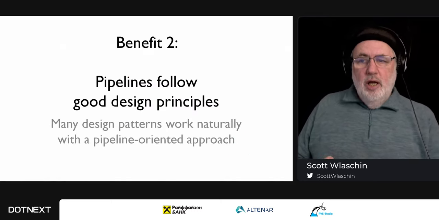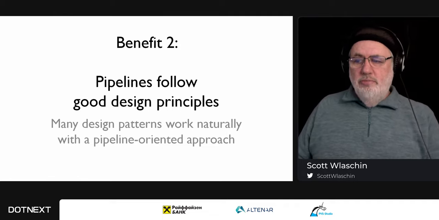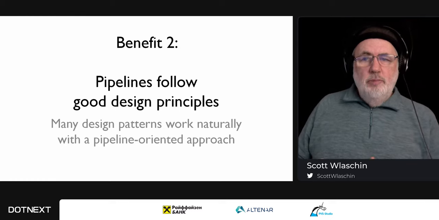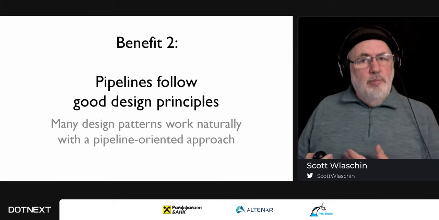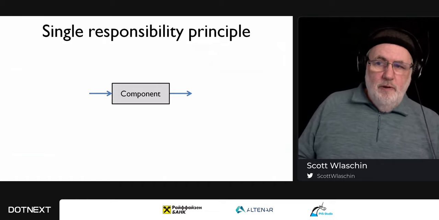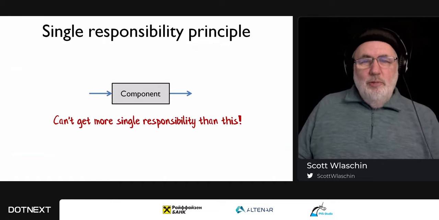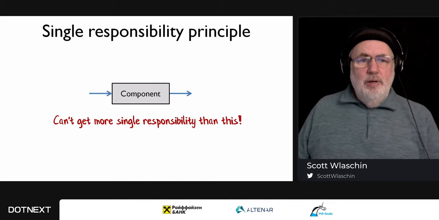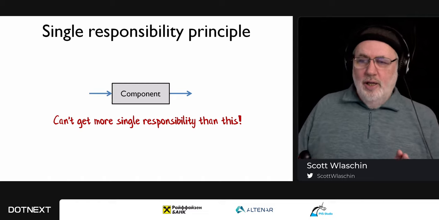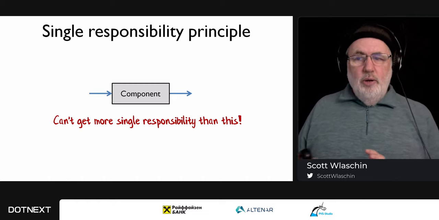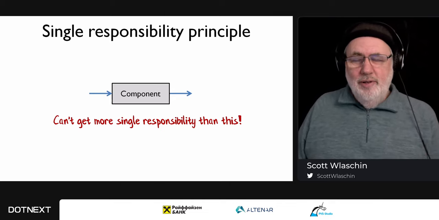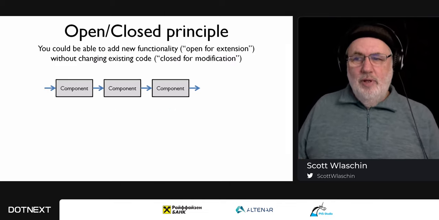Now, the second benefit, I think, is that they follow the good design principles that you want to use anyway with OO. So let me just talk about some OO principles, and I'll show you how they fit with pipeline-oriented programming. The first one is the single responsibility principle. Well, you can't get much more single responsibility than a piece with one input and one output. It doesn't do anything else. It just does one thing. So if you do pipeline-oriented programming, you cannot have a component that does too many things because it just doesn't work. It only has one input. So you get that for free.